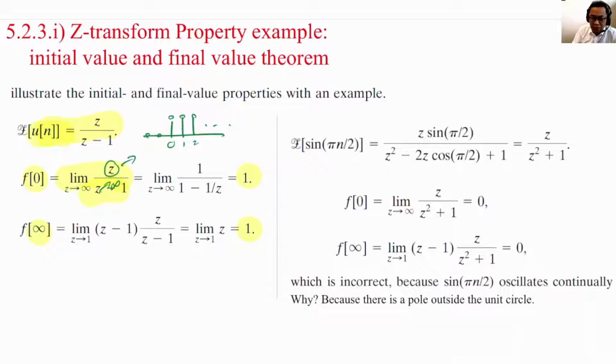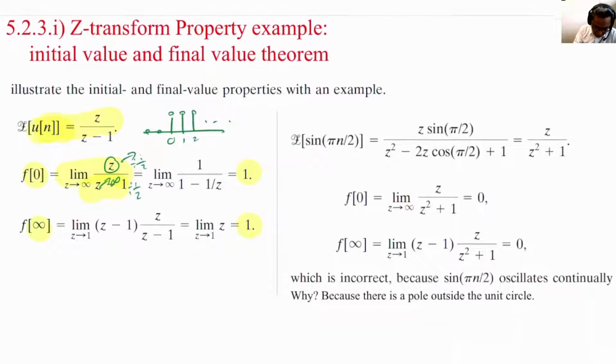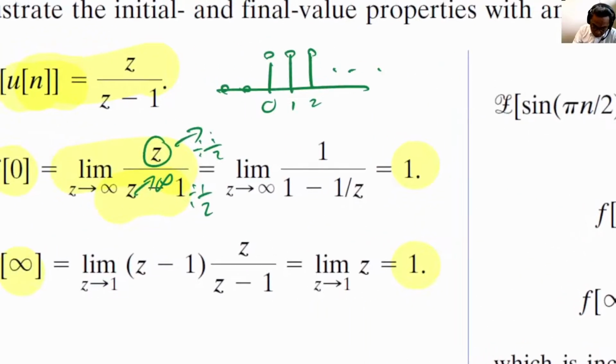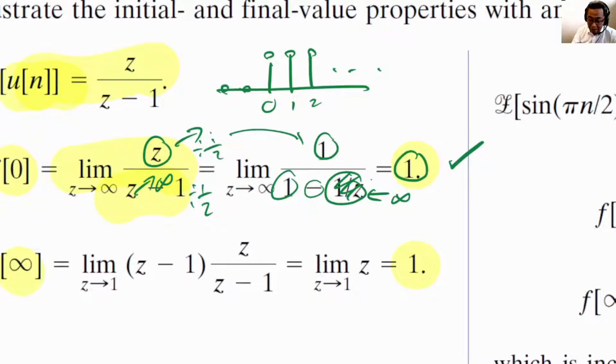This is not the correct way because it's infinity over infinity. What we should do is we divide both by z. And when that happens, we'll get 1 minus 1 over z. Setting z to infinity, this becomes 0. So it's 1 over 1. Answer is 1, which is exactly what we have predicted when we observe u(n) anyway.